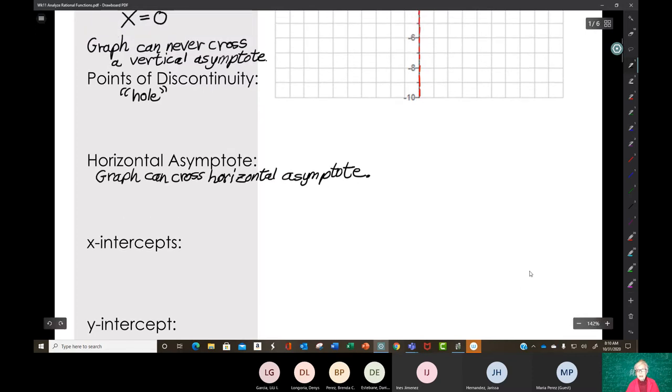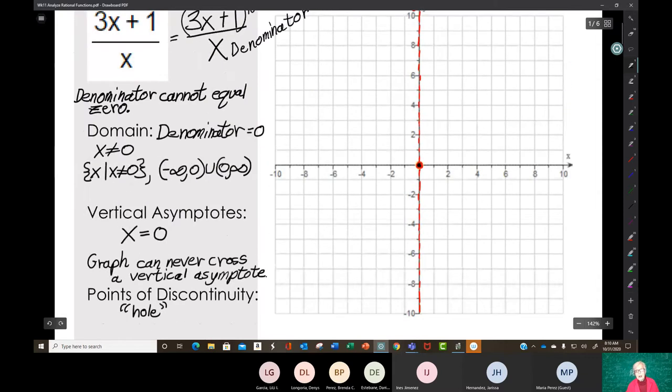So a horizontal asymptote would be a horizontal line that the graph gets really, really close to way out here or way out here. It doesn't have to be close to it near the y-axis, but way out at the infinities.